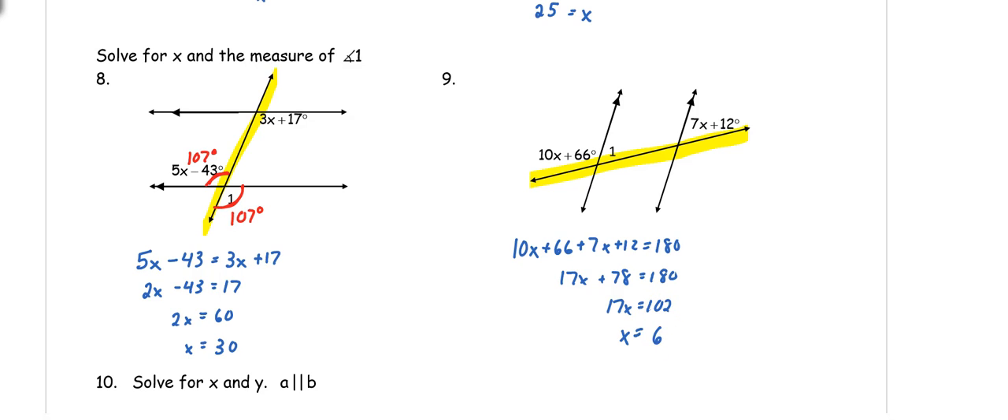Now that I know x is 6, I can substitute in for one of my angles. So I'm going to substitute in the one next to angle 1. So 10 times 6 plus 66 is 126 degrees. Now this time, these two angles are forming a straight line, so to get angle 1, they're supplementary. I'm going to subtract from 180, and I get my angle is 54 degrees for angle 1.